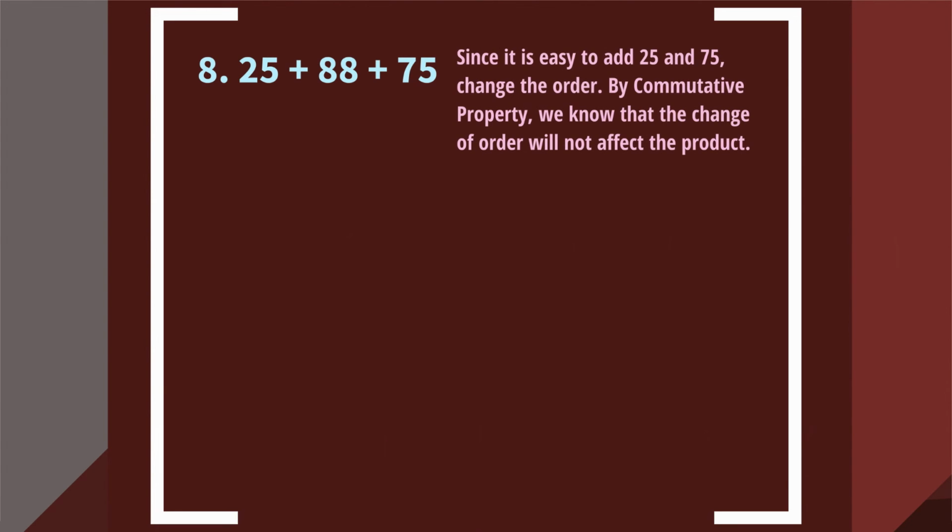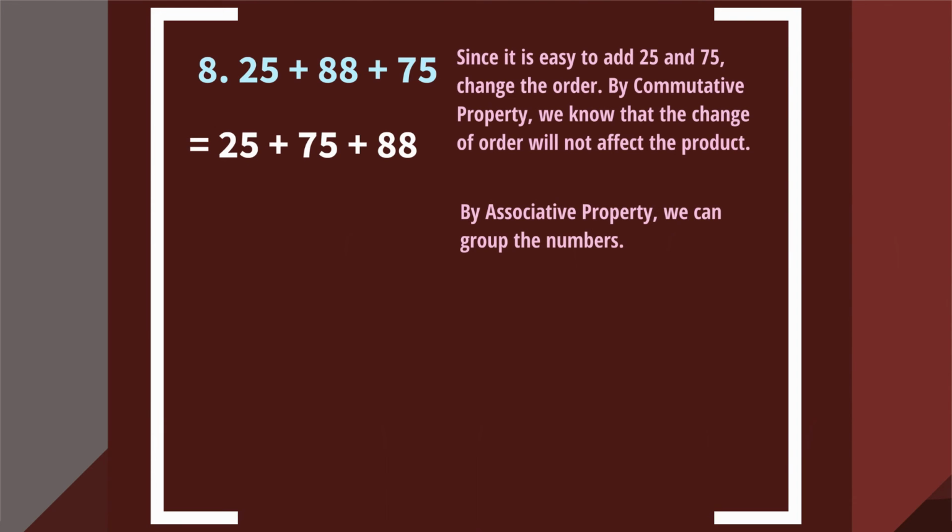Now we're down to our last example for the lesson. Let's solve 25 plus 88 plus 75. Look at the question. It's a lot easier to add 25 and 75, right? So what we're going to do is change the order by applying the commutative property. Doing so, our expression is now 25 plus 75 plus 88. We need to put together 25 and 75 by applying the associative property. After that, the expression becomes the quantity 25 plus 75, plus 88.